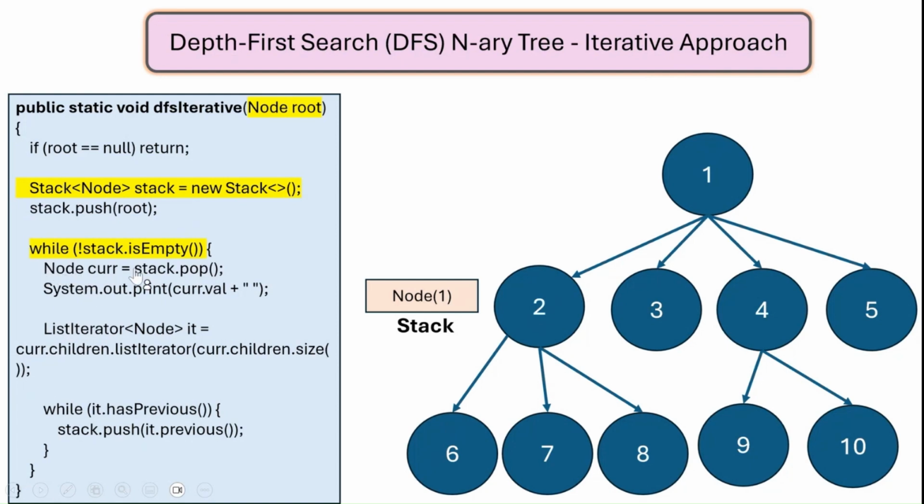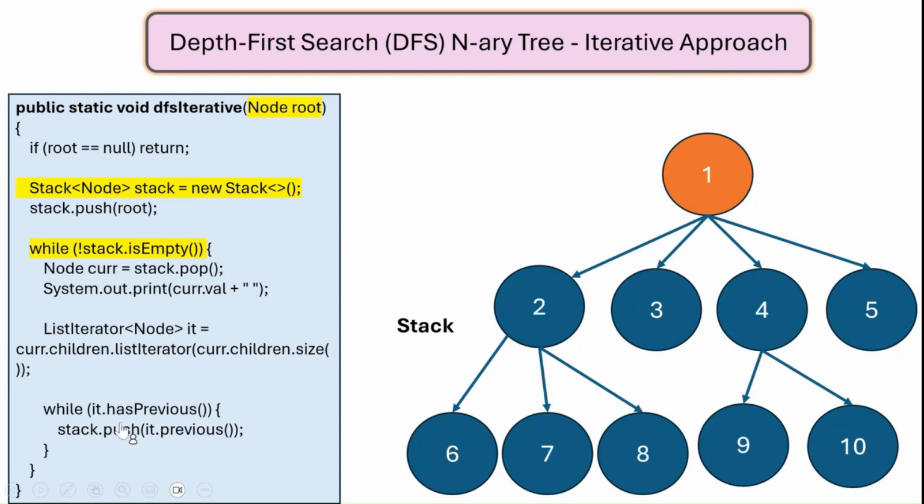Now here we will pop from the stack, which is the current node, which is 1, and print its value, basically the data that node has, and check for all the children of that node. So what are the children of the node? Here they are 2, 3, 4, 5.